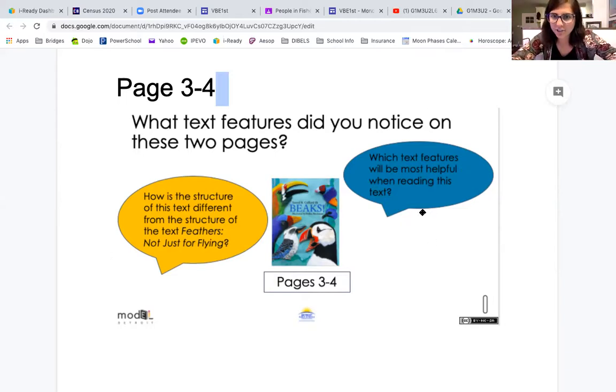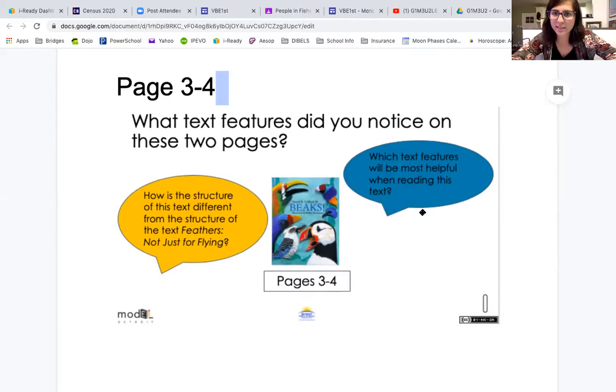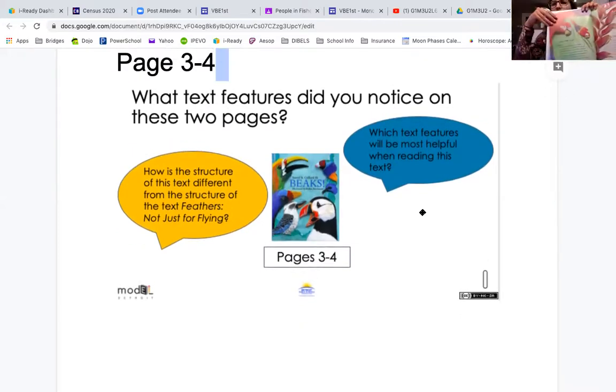Which text features will be most helpful when reading this text? So what do you think? If we're reading this text, Beaks, what text feature do you think is going to help you succeed? If you open up to any page in this book, you're going to say, which text feature? Take a guess. If you're near someone, you can tell them. Which text feature do you think?